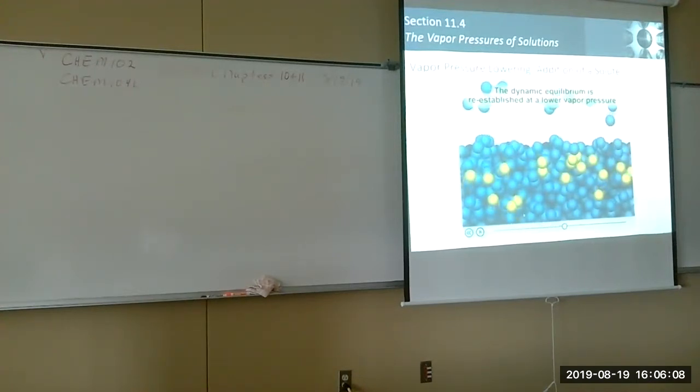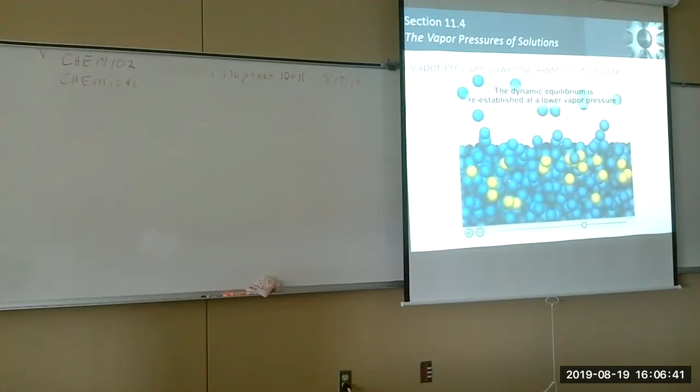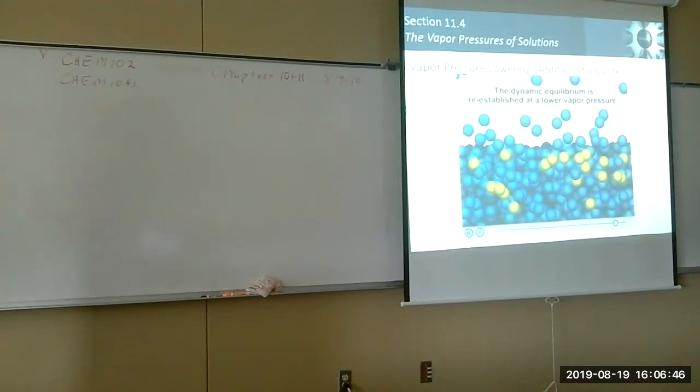Those yellow dots are non-volatile solute, like salt in water. So what they do is, at the surface of the liquid, they're there, but they're not volatile. So they reduce the number of positions that are available for water to leave the surface. So they decrease the vapor pressure of water in that case. The reduction in the number of vapor molecules leads to a lower vapor pressure. A new dynamic equilibrium is established for the solution at a vapor pressure lower than that of the pure liquid.